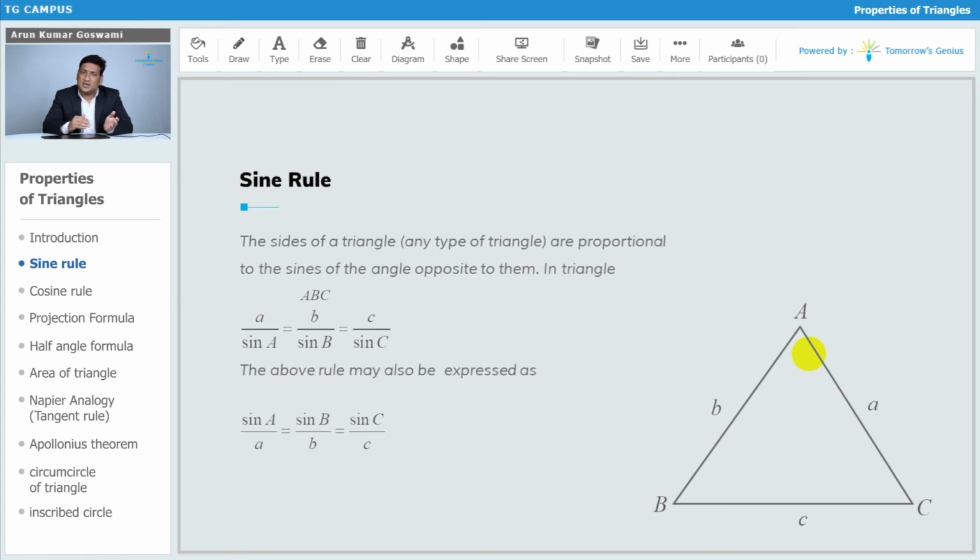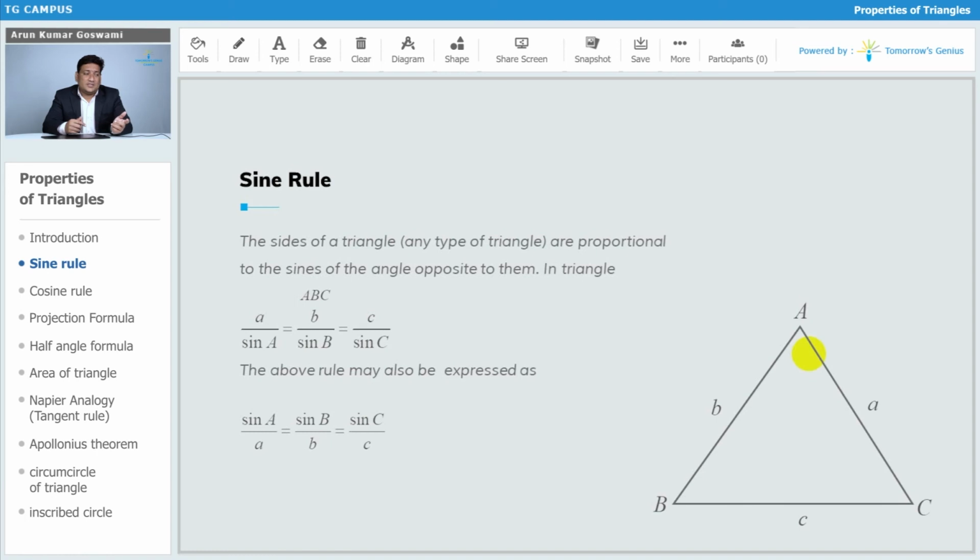But in this case we are using these properties for the scalene triangle, especially the triangle which doesn't have any right angle. That is the most important point. We are going to use these properties for these kinds of triangles, and we are going to relate these properties with trigonometric functions. That's why I said the first thing is the sine rule.